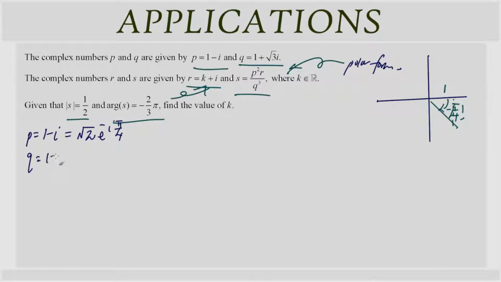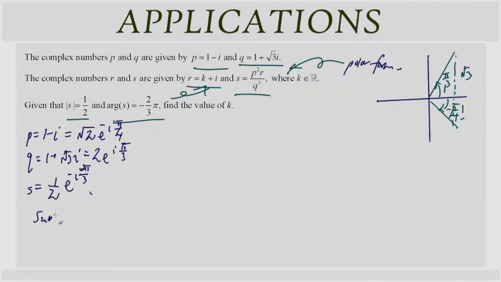And for Q, it's equal to 1 plus root 3i. The modulus would be the root of 1 squared plus root 3 squared. That's 1 plus 3, 4, and the root of that will be 2. Now, 1 plus root 3i is all the way up here, with a height of root 3. So its argument would be tan inverse of root 3, which is pi over 3. So we have 2e^(i pi/3). And finally, S is given by the values in the question, and that's e^(-i 2pi/3).